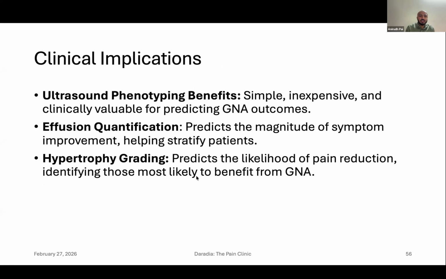So what are the clinical implications? We might benefit quite a bit if we incorporate ultrasound phenotyping pre-procedurally. It's quite simple, inexpensive, and clinically valuable for predicting genicular nerve ablation outcomes. Effusion quantification may help us see the magnitude of symptom relief that we can expect.